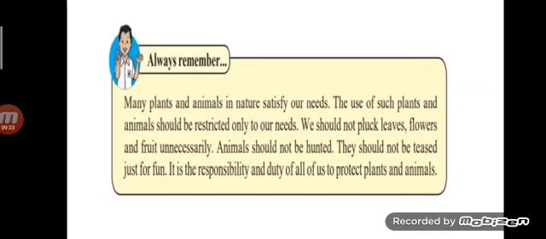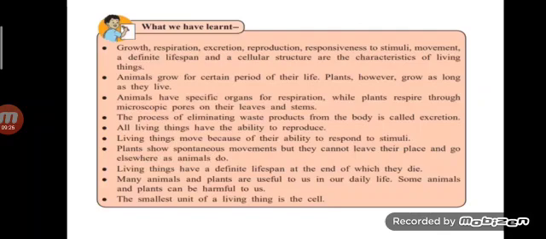Let's revise what we have learned. First, growth, respiration, excretion, reproduction, responsiveness to stimuli, movement, a definite lifespan, and a cellular structure are the characteristics of living things. Next point, animals grow for a certain period of their life. Plants, however, grow as long as they live. Next, animals have specific organs for respiration, while plants respire through microscopic pores on their leaves and stems.